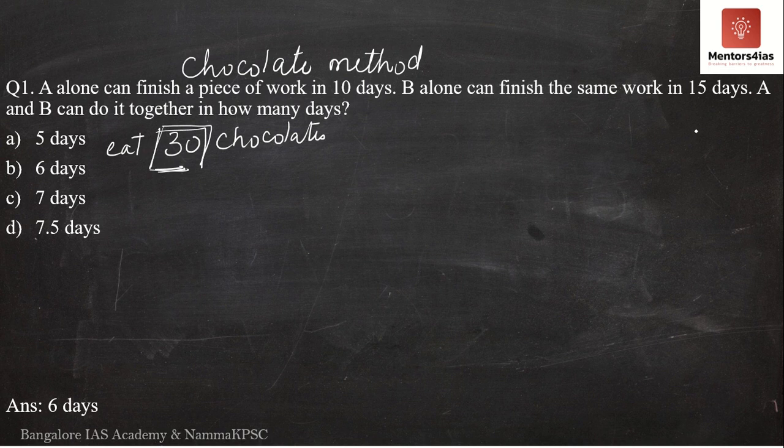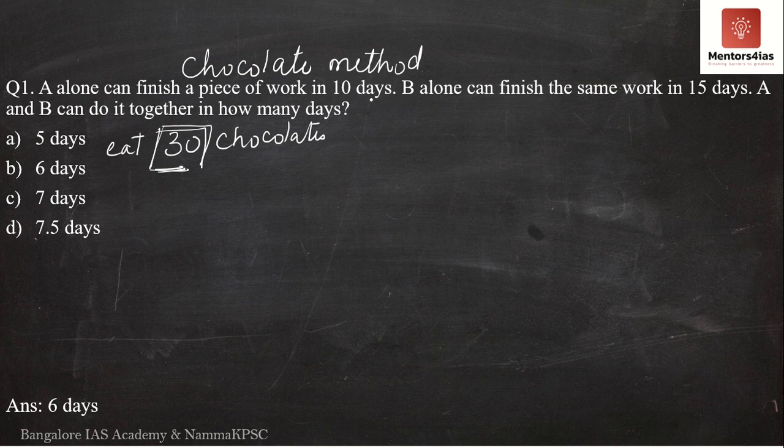So 10 and 15, LCM is what? LCM is nothing but 30. I can take multiples of 30. I can take 60, I can take 120, I can take 150. It does not matter. But they should be divisible by both 10 and 15. So here I'm assuming, let the work to be done be to eat 30 chocolates.